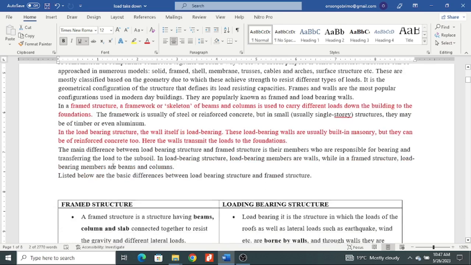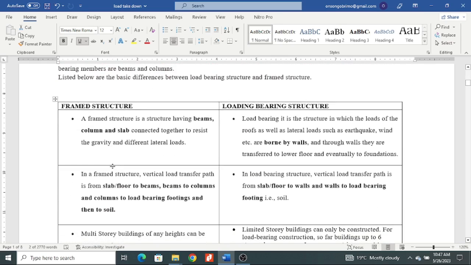Therefore, here are a few main differences. Number one, a framed structure has beams, columns and slabs, as I have already mentioned, but in load bearing structures, the loads are borne by walls, where the walls transmit the loads to the ground. And these structures sometimes have columns. It does not mean these columns do not transmit any load, but the main load transmission system is the walls.